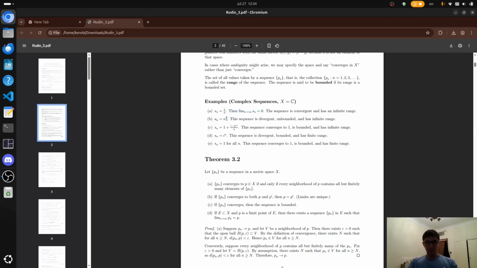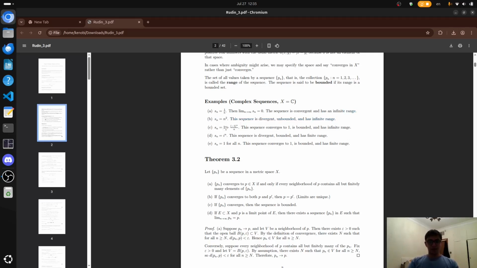S of n equals n squared. This sequence is divergent, unbounded, and has infinite range, because when you keep on squaring and squaring, there's no limit. It goes up to infinity. So it is divergent. It doesn't converge to a single point. It is unbounded because it's diverging. It's not staying within values for it to be bounded. And it has an infinite range because you're getting different values each time, right?